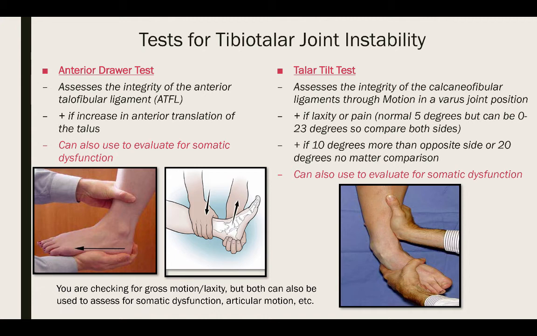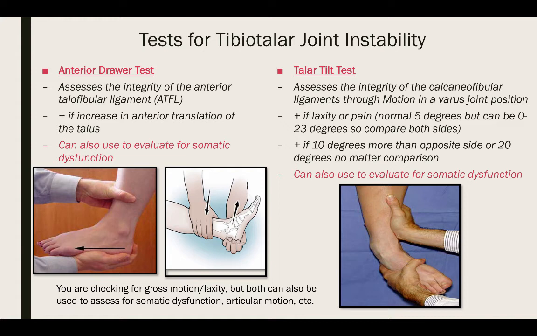And then we're going to do tests for tibiotalar joint instability. So, anterior drawer test, right? We're trying to slide it forward to see the stability of the ligament, but also we can use it to evaluate for somatic dysfunction. Remember we talked about the motion here was dorsiflexion and plantar flexion, but also there was an anterior posterior glide and slide. You can do this to check for ligamentous stability, but also what is the subtle motion. And then same thing with the talar tilt.